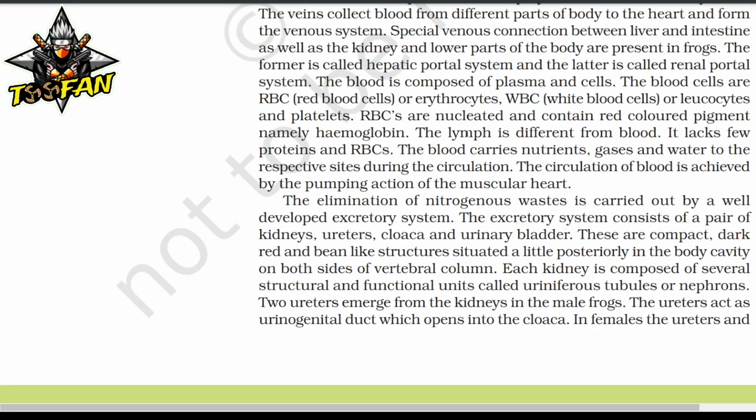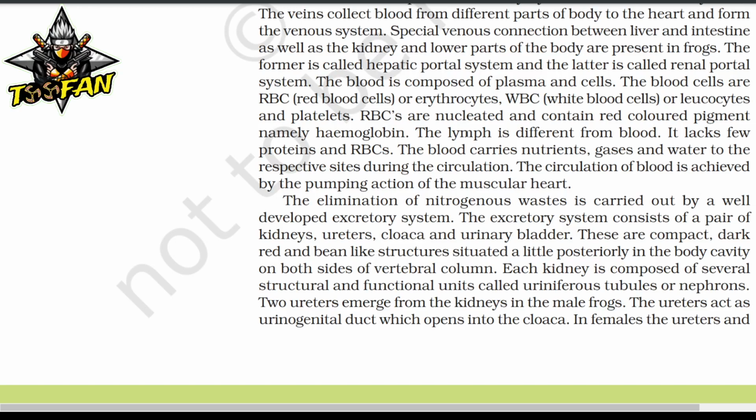The elimination of nitrogenous waste is carried out by a well-developed excretory system. The excretory system consists of a pair of kidneys, ureters, cloaca and urinary bladder. These are compact, dark red and bean-like structures situated a little posteriorly in the body cavity on both sides of the vertebral column. Each kidney is composed of several structural and functional units called uriniferous tubules or nephrons.